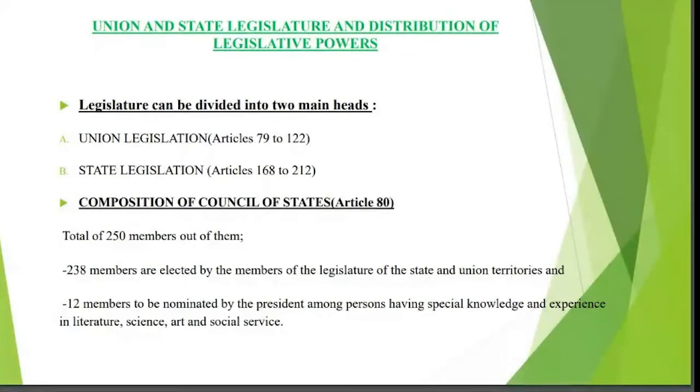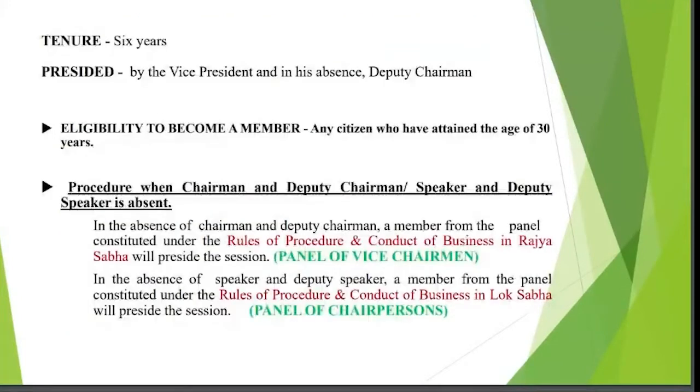Article 79 says that a Parliament shall consist of a President and two Houses, namely the Rajya Sabha and Lok Sabha. Coming to Article 80, which deals with the composition of the Council of States, it shall consist of a total of 250 members, out of which 238 members are elected by the members of the legislature of the states and union territories, and 12 members are to be nominated by the President among persons having special knowledge and experience in literature, science, art, and social service.